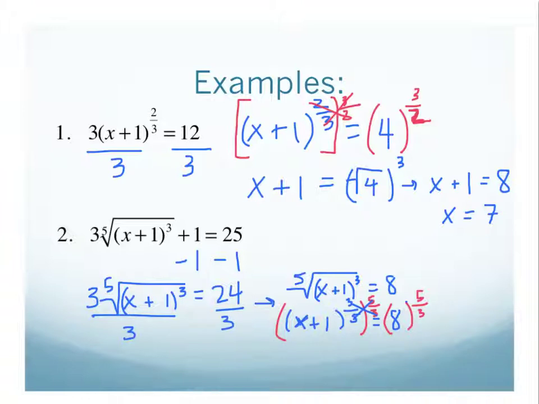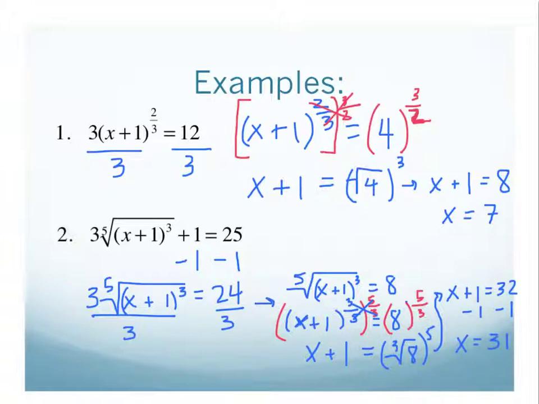Well, this is going to cancel and give me x plus 1, just like the first equation we did. And this is going to be the cube root of 8 raised to the 5th power. Well, the cube root of 8 is 2, raised to the 5th power is 32. So now, going up here, I have x plus 1 is equal to 32. Subtract the 1 from each side, and x equals 31. Whew. Okay, let's do a couple more.